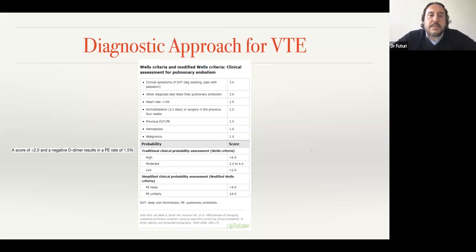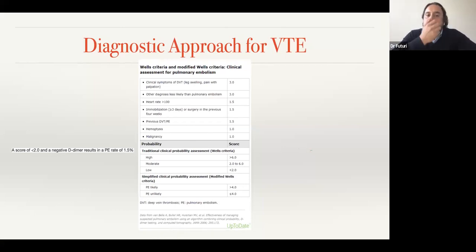The Wells criteria gives you a score system that you can see. Based on the score, you're given a high, moderate, or low score. And when you have these high, moderate, or low scores, that will then tell you the possibility of a pulmonary embolism, which will then allow you to go on to the next step of diagnosis.